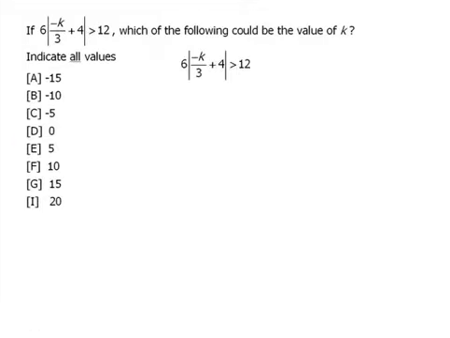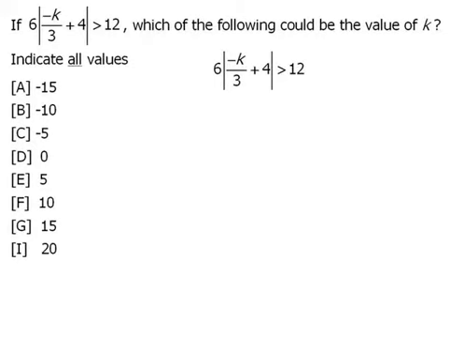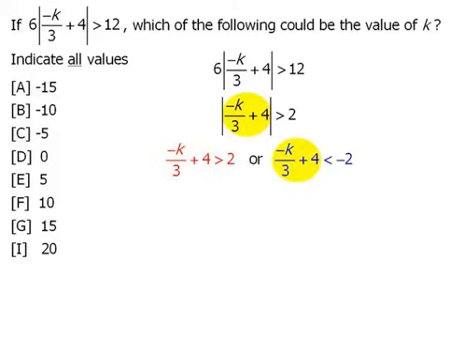Okay, let's move our inequality over here. And our first step should be to divide both sides of the inequality by 6 to get the following. At this point, we should recognize that if the absolute value of this expression is greater than 2, we can conclude that this expression is either greater than 2 or the expression is less than -2. We now have two different inequalities we can solve for k.